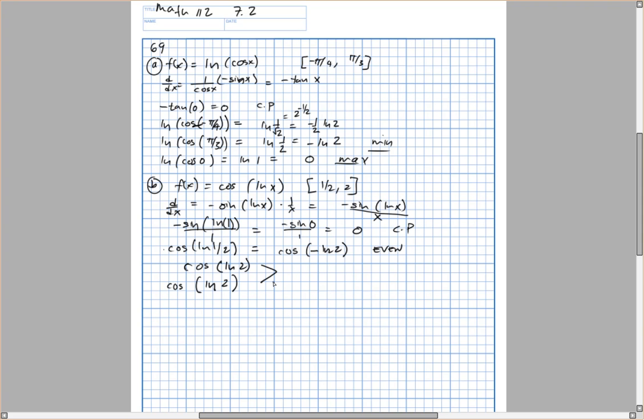And this means that these are our minimums. And with 0, we check cosine of natural log of 1. It's equal to cosine of 0, which is equal to 1. And we know that 1 is the maximum value that a trig function can take. So that's why we know that these have to be minimums. There you go.